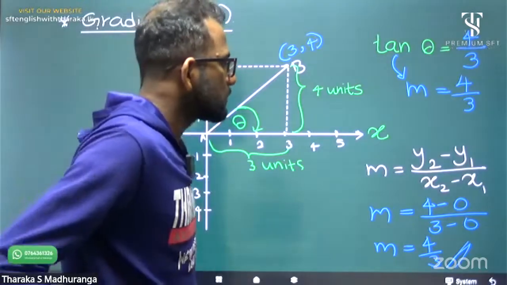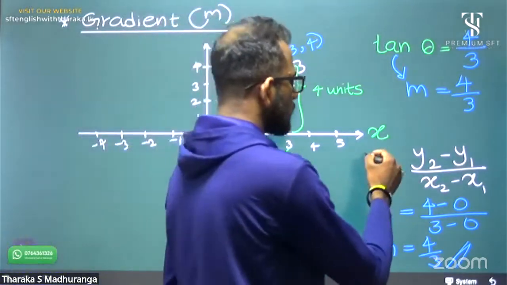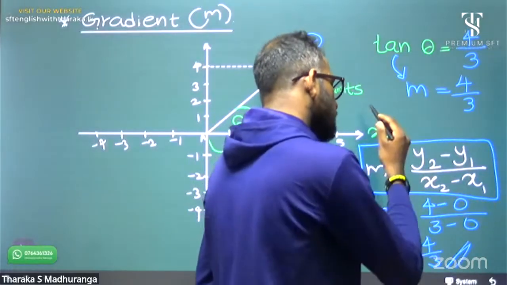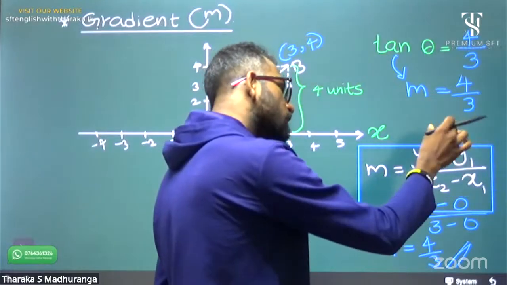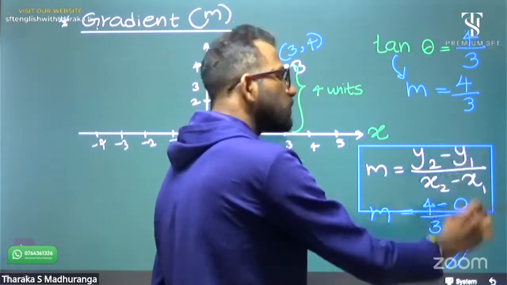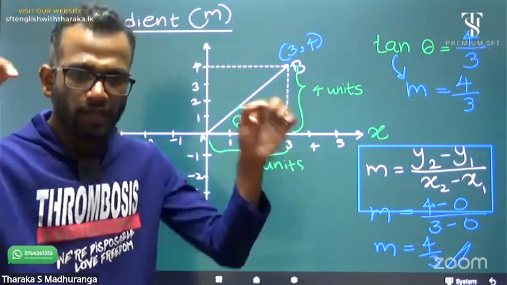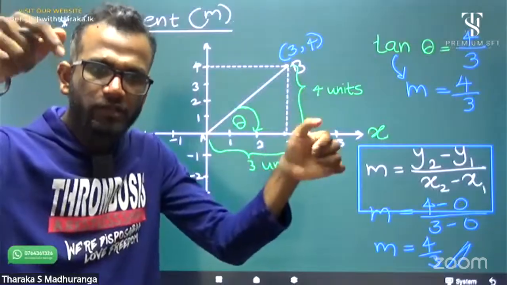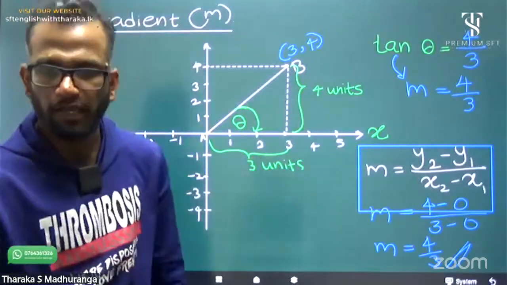Okay, write down the short method. m equals y2 minus y1 divided by x2 minus x1. Always remember, the gradient of any straight line is equal to the y coordinate difference of any 2 points divided by the x coordinate difference of those 2 points. Understood?